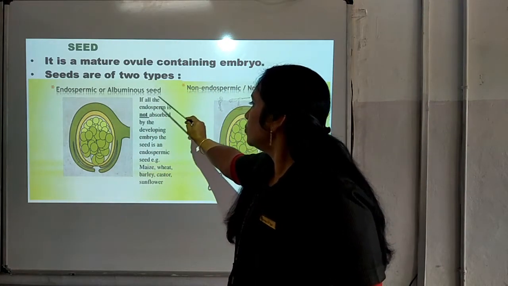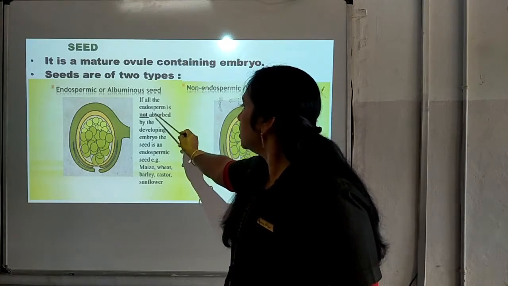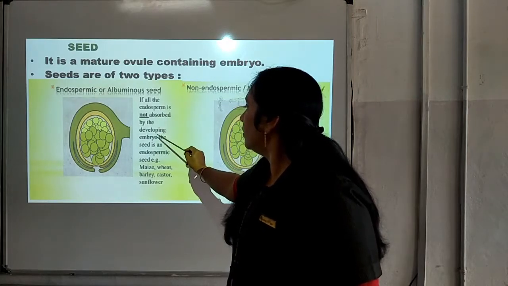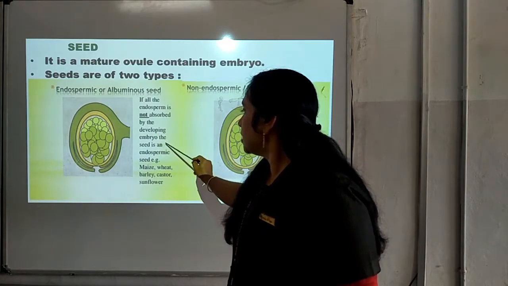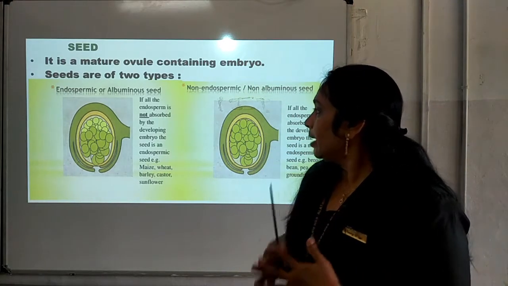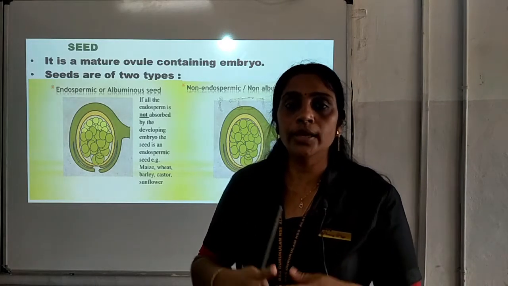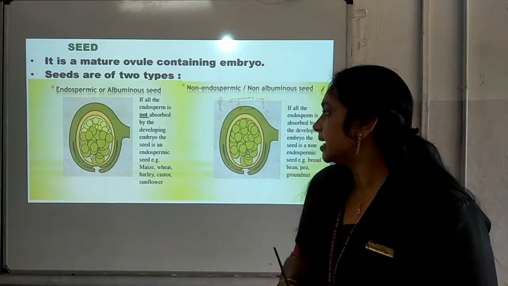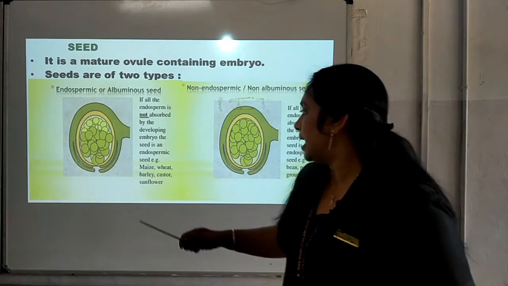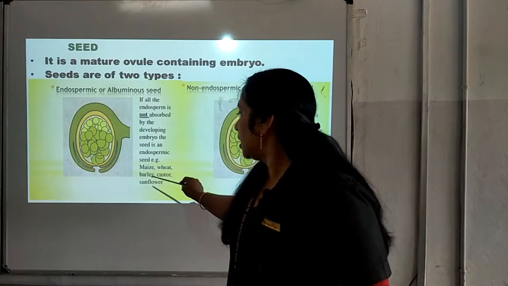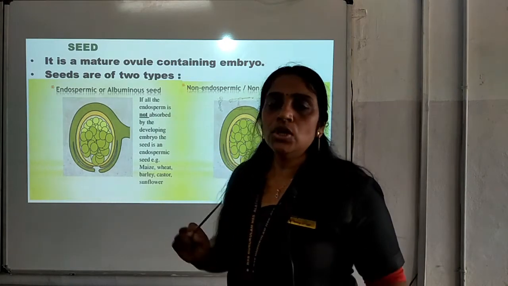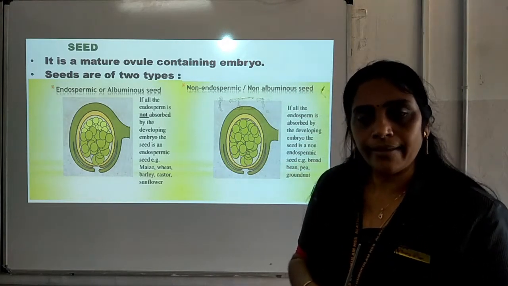Endospermic seeds are those in which all the endosperm is not absorbed. If all the endosperm is not absorbed by the developing embryo, the seed is an endospermic seed. In this case, if the developing embryo is not absorbing all the endosperm, we can say such seeds are endospermic or albuminous seeds. Examples: maize, wheat, barley, castor, sunflower. In these plants the endosperm is not completely absorbed by the embryo.